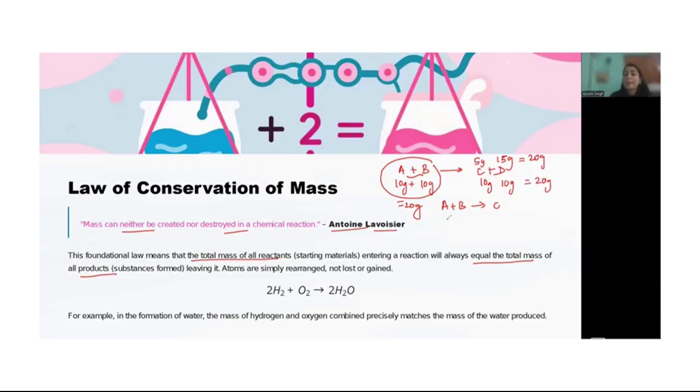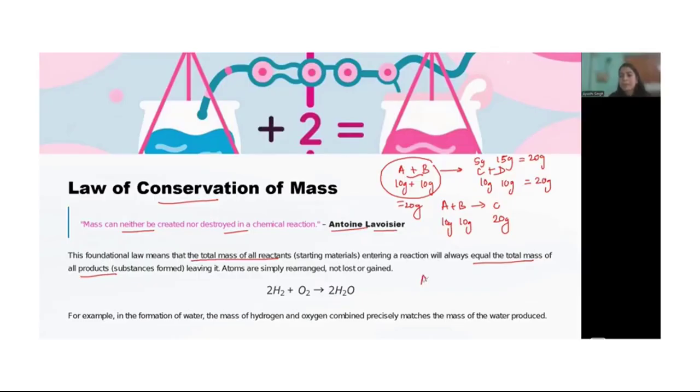Now, for example, in this reaction, let's say these two combine together to form only one substance. Then also this is going to be 10 grams, 10 grams, and C is going to be 20 grams, because the law of conservation of mass says that the sum total of the mass of all the reactants will be equal to the total mass of all the products formed during the chemical reaction. Here the energy would be gained or energy would be lost. If we look at this in depth, then also you'll understand.